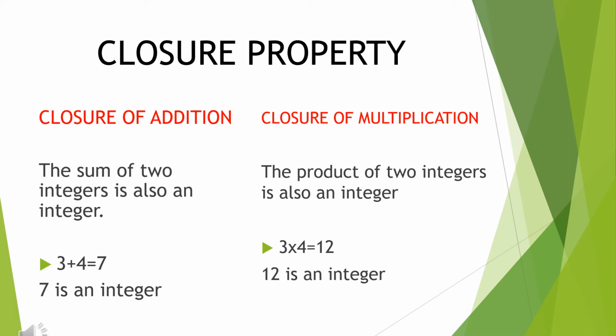Closure of multiplication. The product of two integers is also an integer. If we multiply 3 and 4, the product is 12. 12 is an integer.